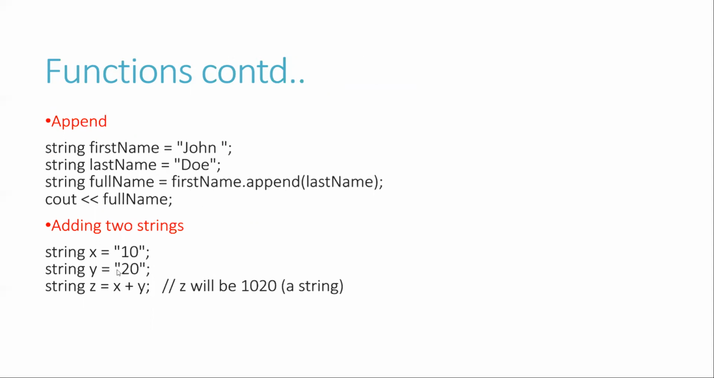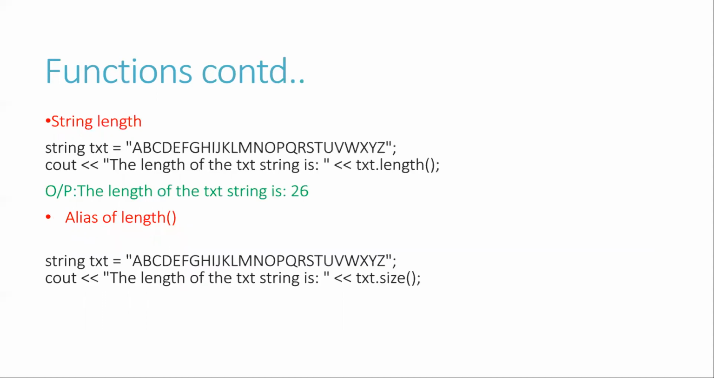And here also, if I use the plus symbol, as you can see, the double quote indicates it is a string, so the output should be 1020. If it is an integer and you want the integer addition, then you have to cast it, and only then will you get the integer addition. Okay, so plus symbol is used for concatenation.